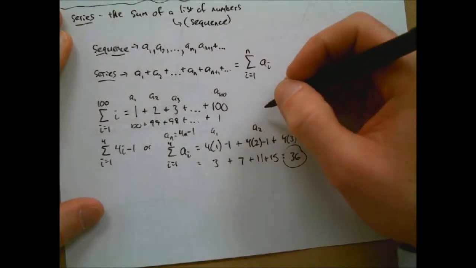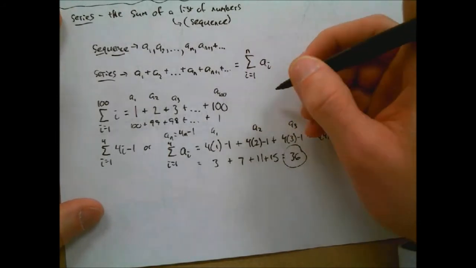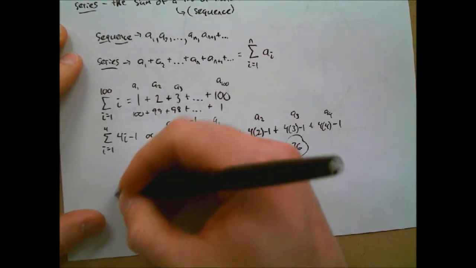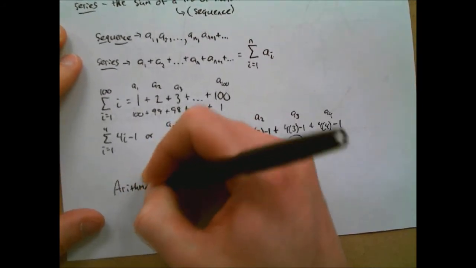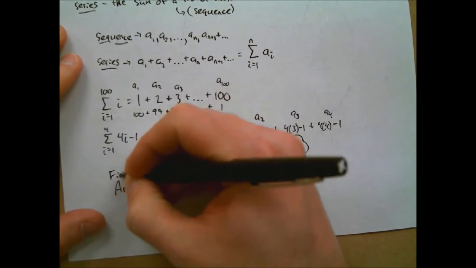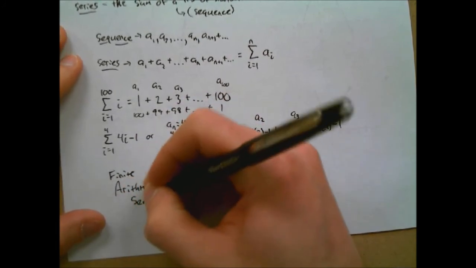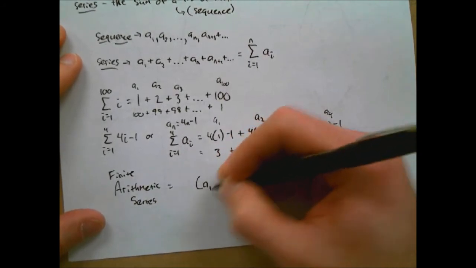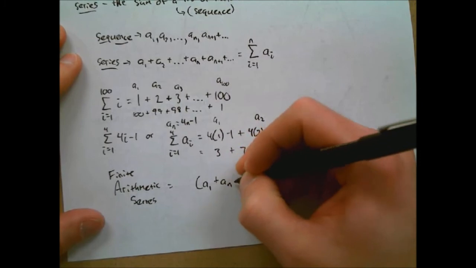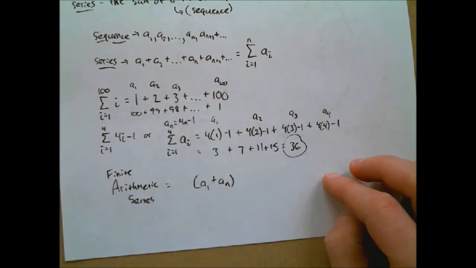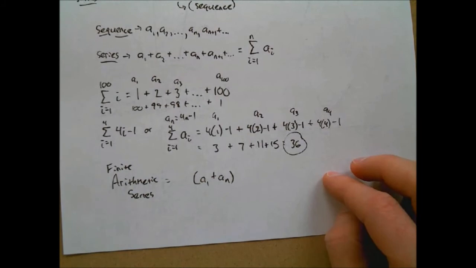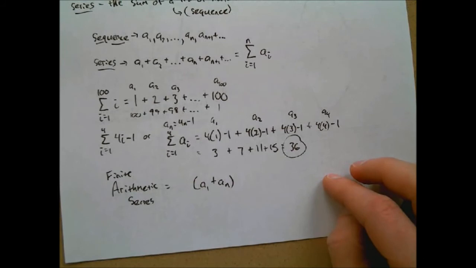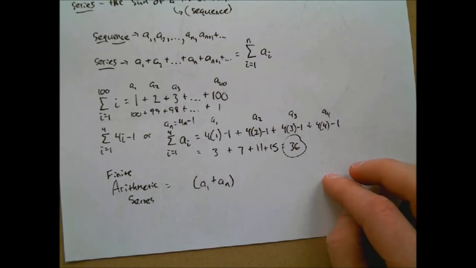So the formula then. Let me write it down here. The sum for a finite arithmetic series. So what did he do? He took the first term and added the last term. So you need to know the first and last term of the sequence that you're going to add up. If you don't, you need to go back to the arithmetic sequence formula, find the last term, and then you can go from there.